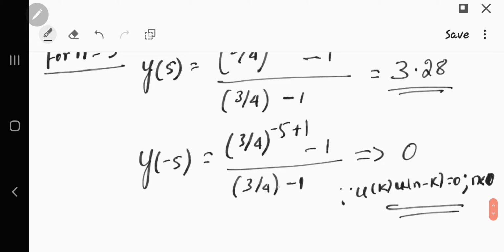Okay. If you apply the value for this and simplify, maybe you might get the same answer as well, 0 only. But you should not forget what happens in the equation of y of n: u of k, u of n minus k is equal to 0 for values of n less than 0. So that's why y of minus 5 will be 0. Okay. So this is the solution for the problem.